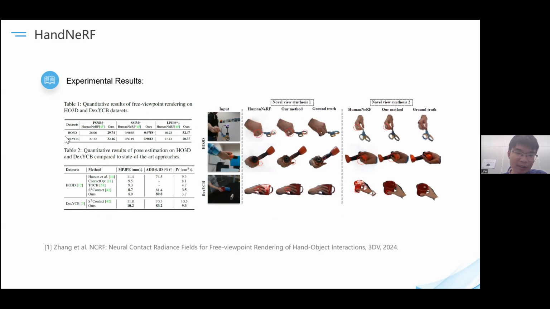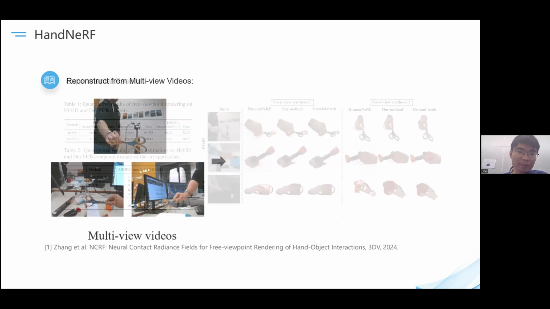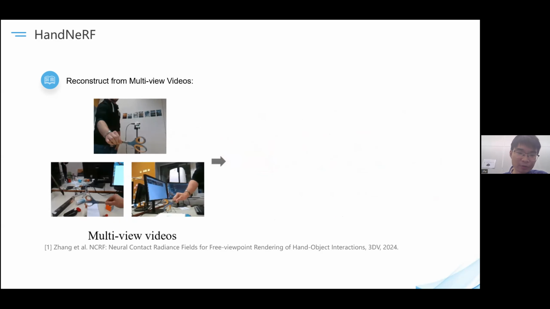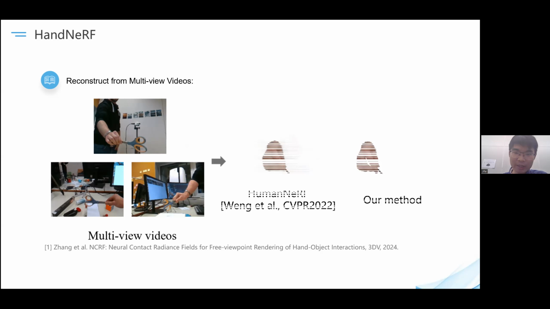And as you can see, compared to the baseline method, we can do a much better job in hand-object reconstruction scenarios. For example, given multi-view videos of a grasping scenario, we can reconstruct the grasping of these scissors in a much better quality compared to the baseline method.